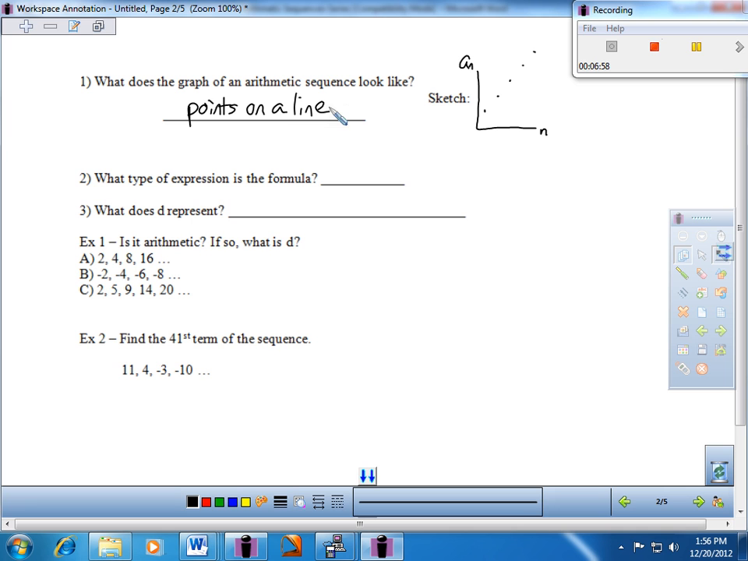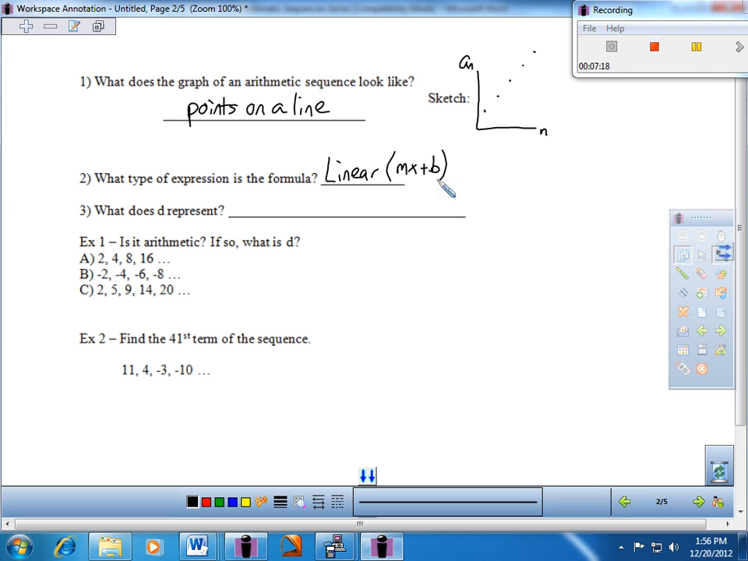Okay, now what type of expression is the formula? Well, of course, if we were to simplify this, now that we know it is linear in nature, obviously it's going to be a linear algebraic expression to produce it. So if we were to simplify it, and we will as we go through the process, very simply, we're going to get an mx plus b situation.